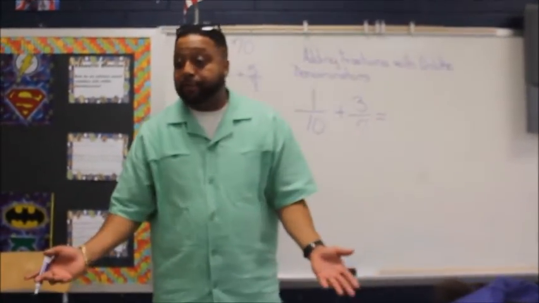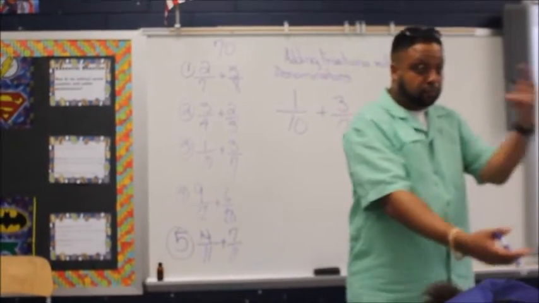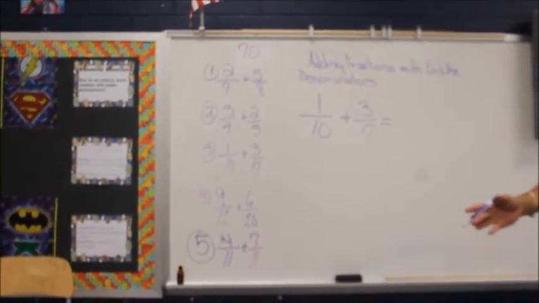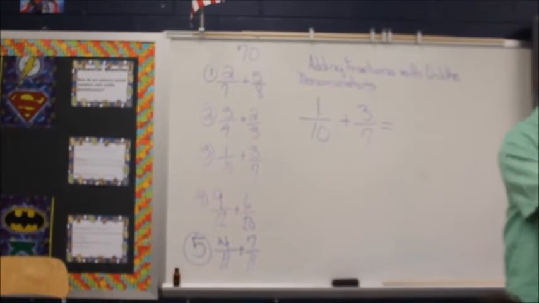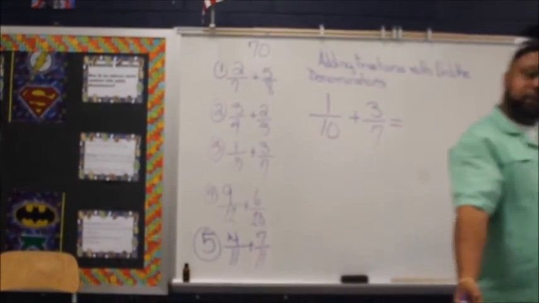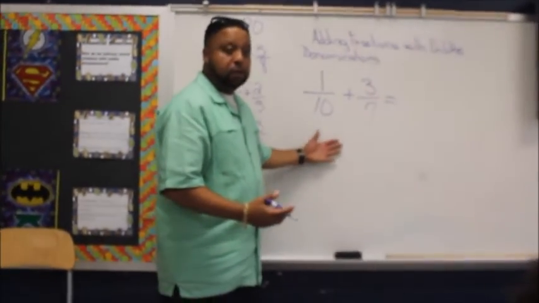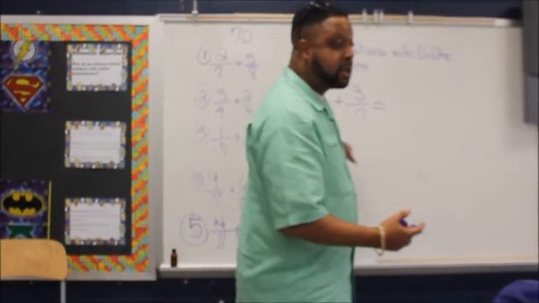Alright, we can write our multiples. What are the multiples of 10? 10, 20, 30, 40, 50, 60, 70. What are the multiples of 7? 7, 14, 21, 28, 35, 42, 49, 56, 63, 70. So what's the least common multiple? 70. I really need everyone to say it.